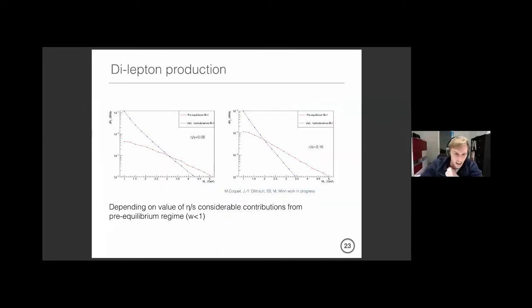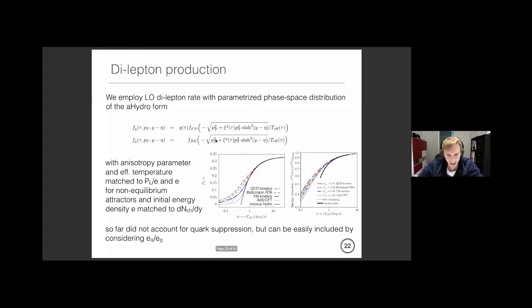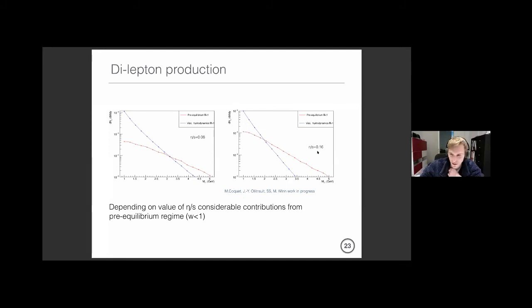Okay, so now you can ask yourself how much. What is the role of the late stage hydrodynamic production of these di-leptons compared to the pre-equilibrium production? For this, I've distinguished them by whether we are in the hydrodynamic regime or the pre-equilibrium regime, based on the usual ratio of time in units of the equilibrium relaxation time. What you find is that, depending on the value of your shear viscosity, here it's very small, here it's 2/4 pi, you can actually find a large invariant mass window where really this pre-equilibrium stage dominates.